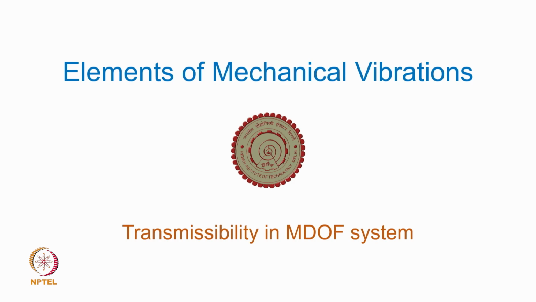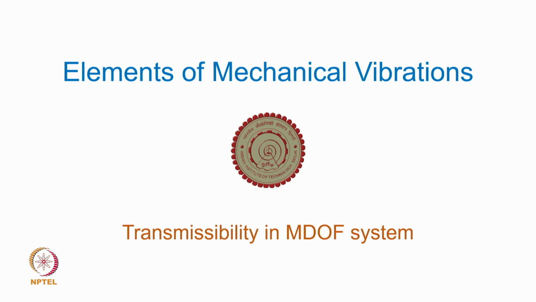We already have understood what transmissibility is, either displacement or force transmissibility in a single degree of freedom system, and we shall explore how the same can be extended and how it changes as we increase the degrees of freedom to a larger value.